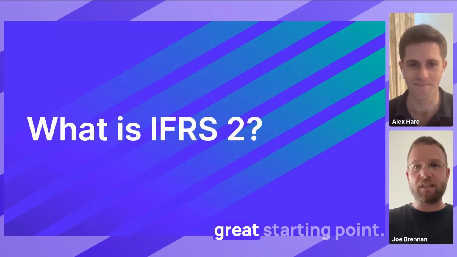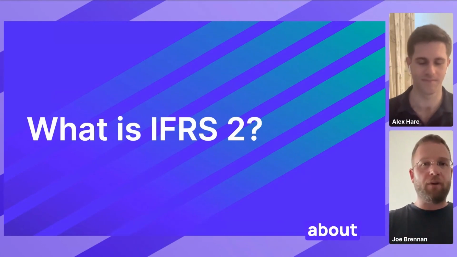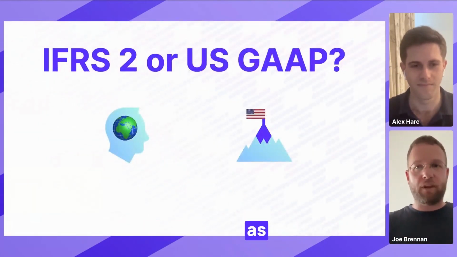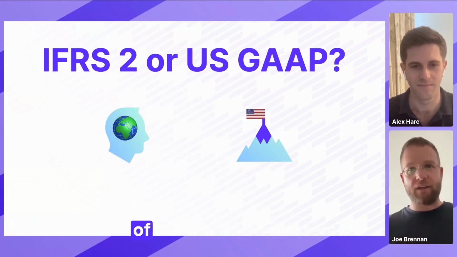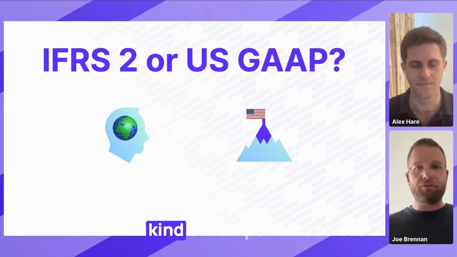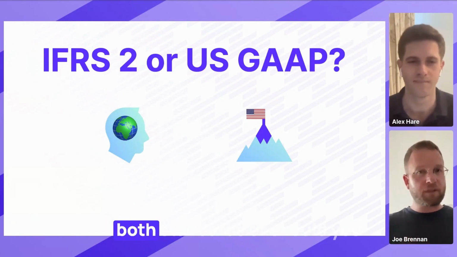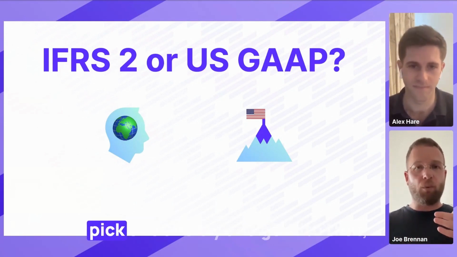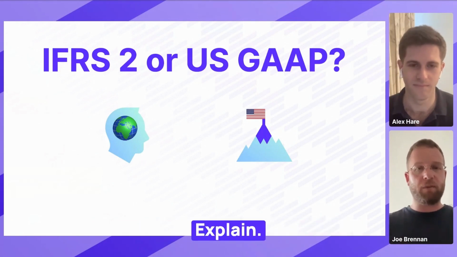Super cool and a great starting point. I think some people might be wondering, we hear a lot about US GAAP as well as IFRS 2. So how do these two sets of standards intersect and relate to each other? Are they competitors almost? Is it best practice to try and adhere to both standards? Or should you pick one and try and go with that dependent on your geography or what matters to your business? Yeah, explain, please.